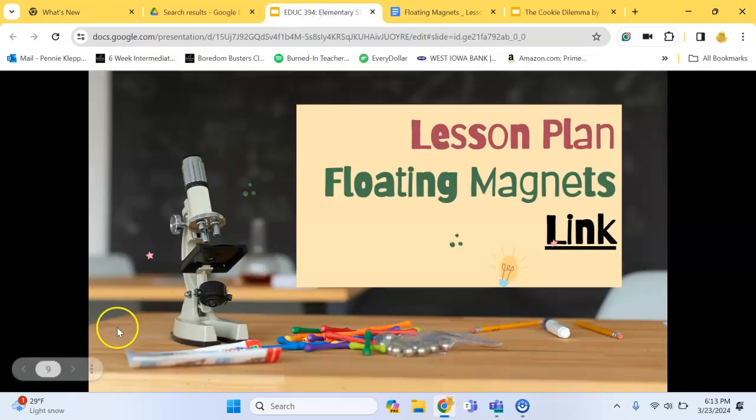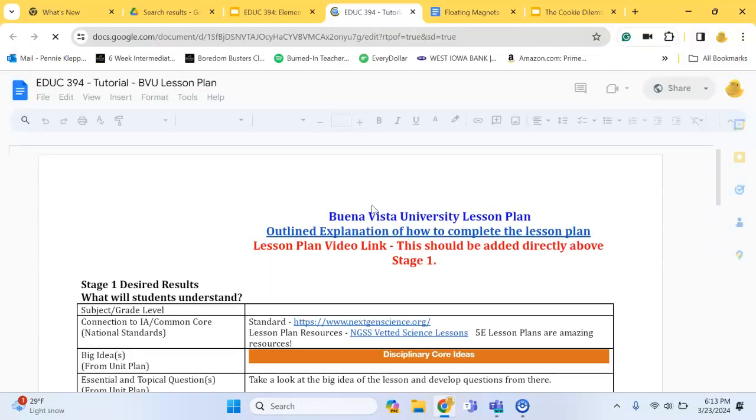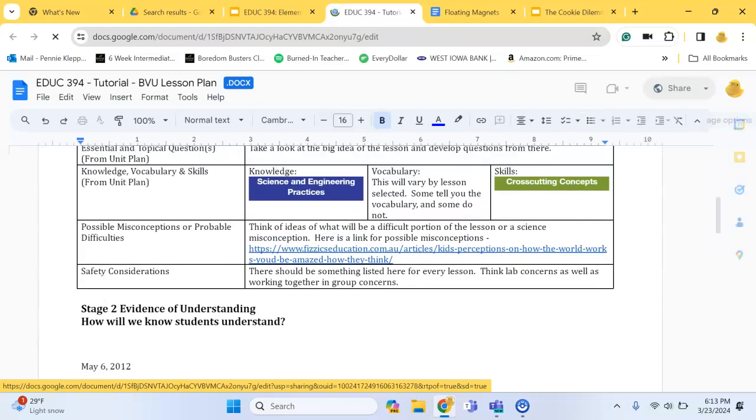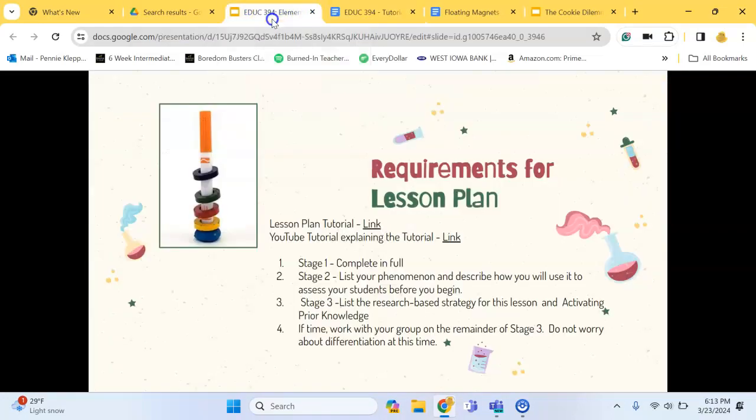So if you plan on doing the in-class work, what you're going to need to do is look at the lesson plan tutorial, and I got that here. It should give you the information on what to do, how to put the information in. And we've talked about this one in class. And then if you need some explanation, there is this YouTube tutorial link. So what I'd like you to do is to complete stage 1. And then in stage 2, list your phenomenon and how you would assess the students.